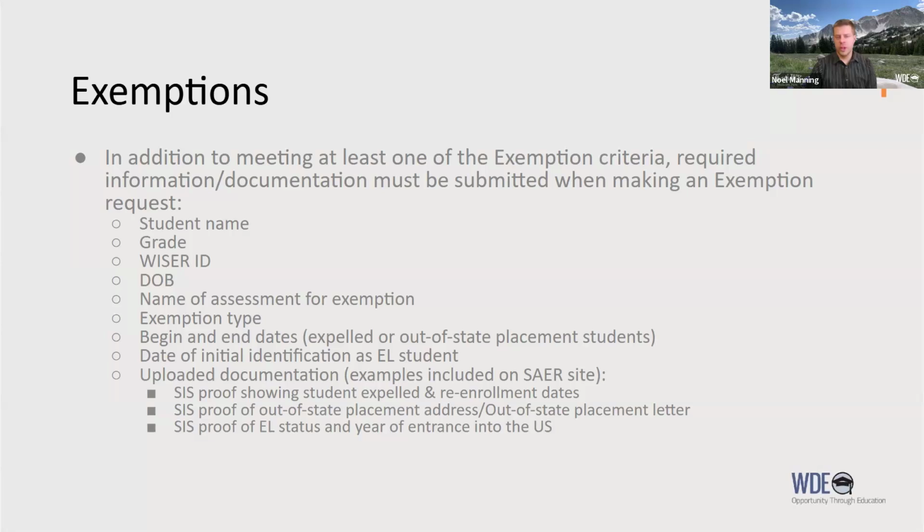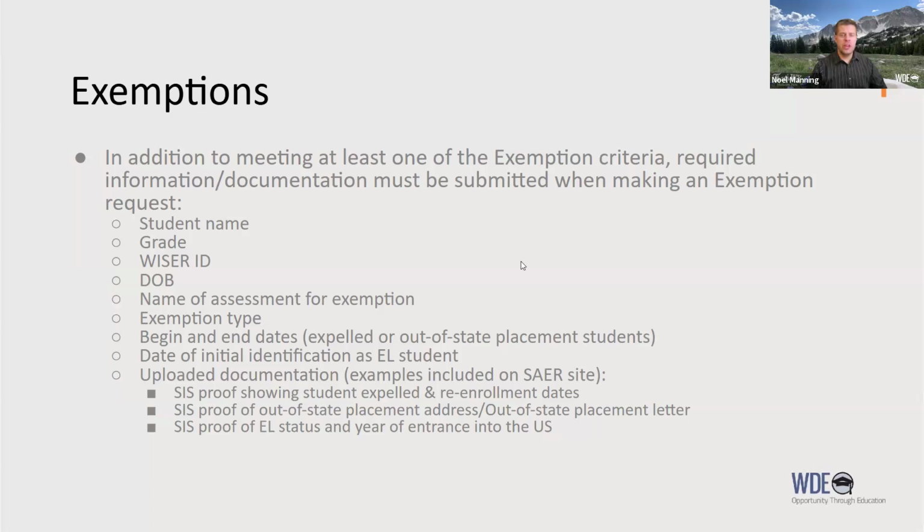So for example, if a student has been expelled or they're out of state placement, we need those particular dates of when that happened to make sure that they line up with the testing windows. Date of initial identification of EL student for those particular exemptions that are directly related to EL students who have been in the US for less than 1 year.